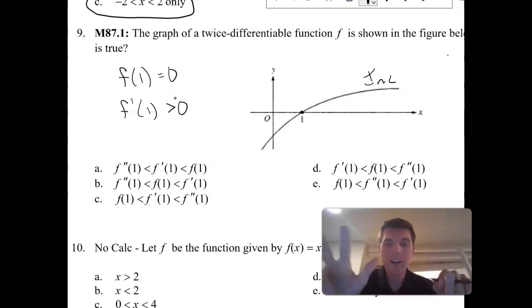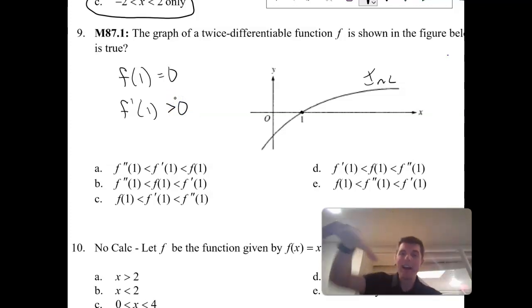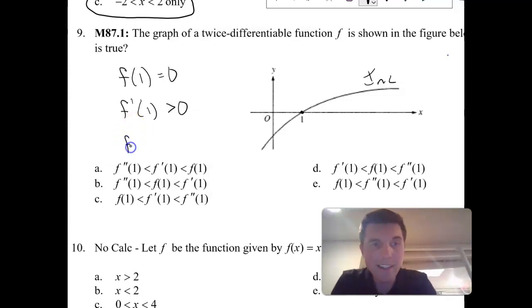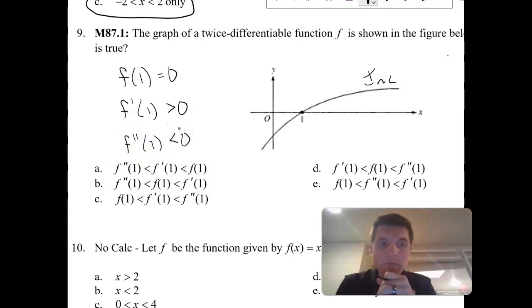The third thing I know is that this graph is concave down. It opens downwards for sure. So what does that tell me? That says f double prime of 1 is less than 0. And so if we were ordering them from least to greatest, this one is the lowest because it's negative. This one's in the middle because it's exactly 0. And this one's the biggest. And so B is our solution.